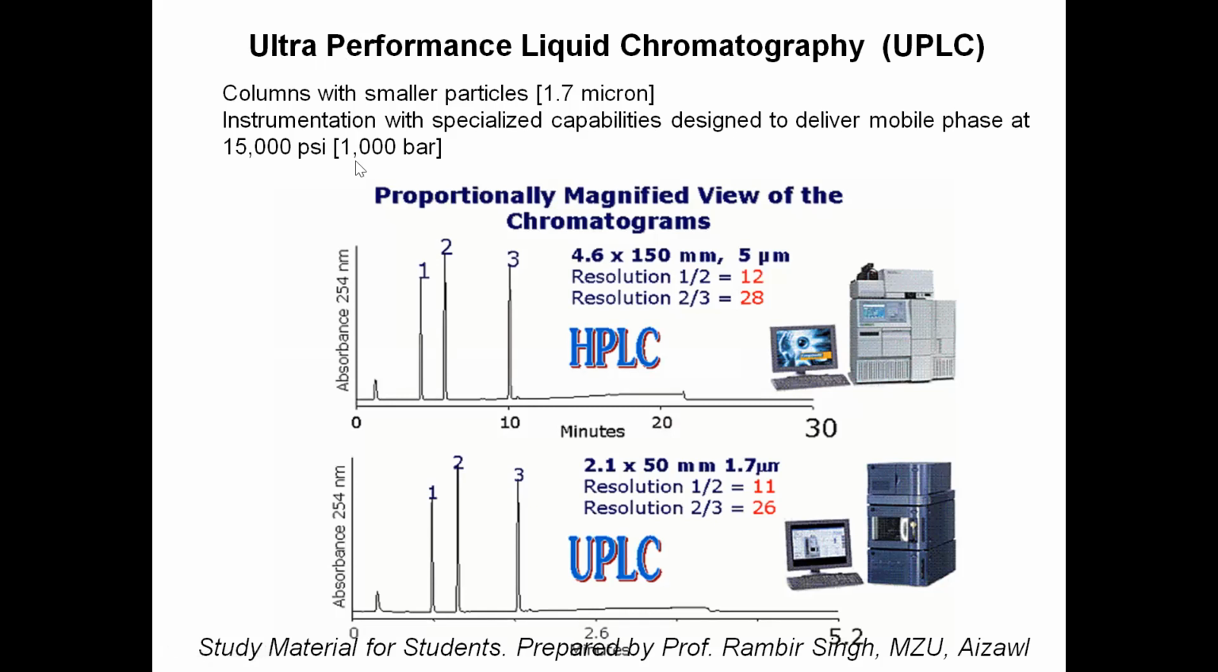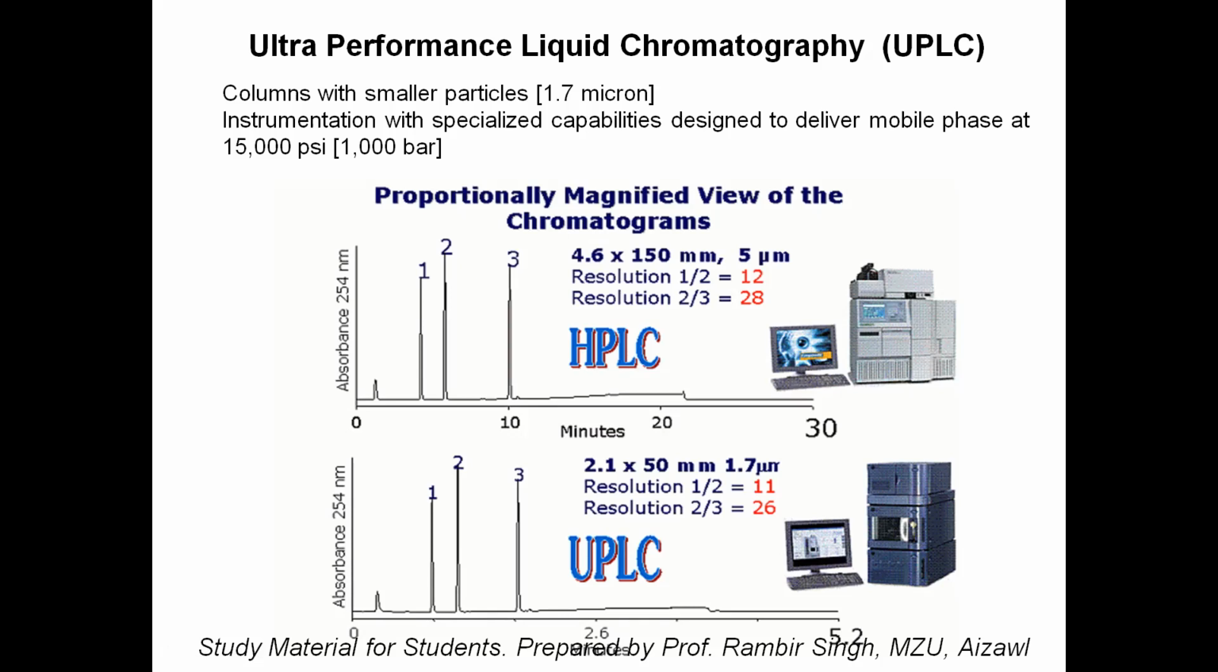So I have told you that HPLC routinely performs up to 3,300 bars. Now UPLC can perform up to 1,000 bars. The particle size in a routine HPLC column is 5 micron. Here it is reduced to 1.7 micron. Almost more than 2 times less.